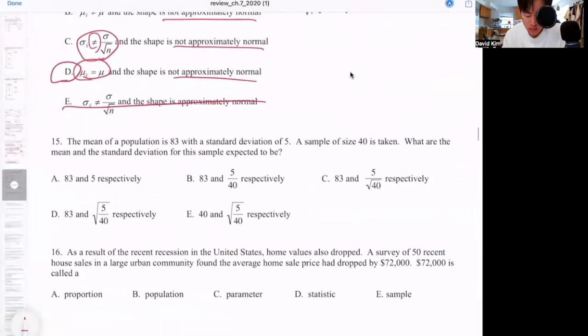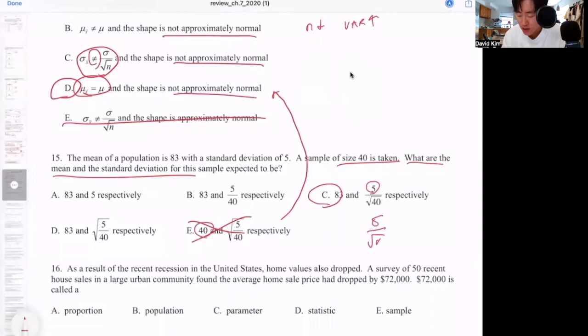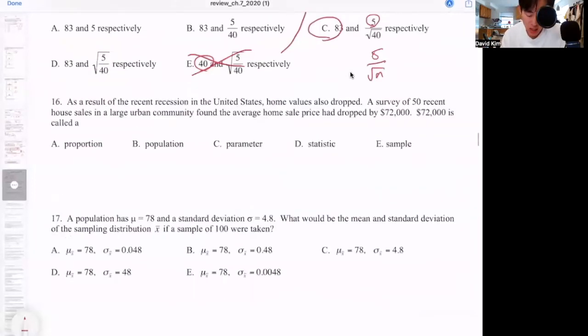Number 15. The mean of a population is 83 with a standard deviation of 5. Sample size is 40. So what is the mean and the standard deviation? Please eliminate E since it doesn't have the 83. Coming from question 14, the mean of the sample should always equal the population mean, regardless of the shape of the distribution. So amongst all of these, which one is the best choice? Obviously C, because it's the standard deviation divided by the square root of n. That's always the formula.